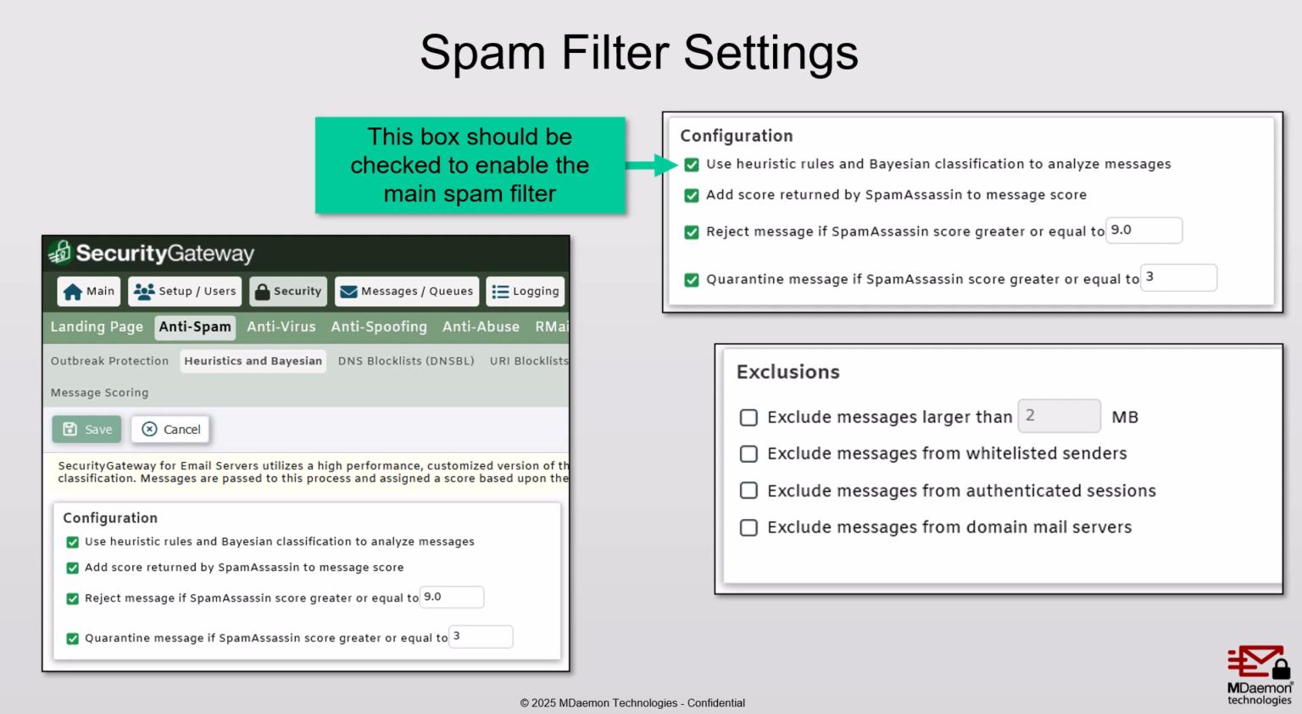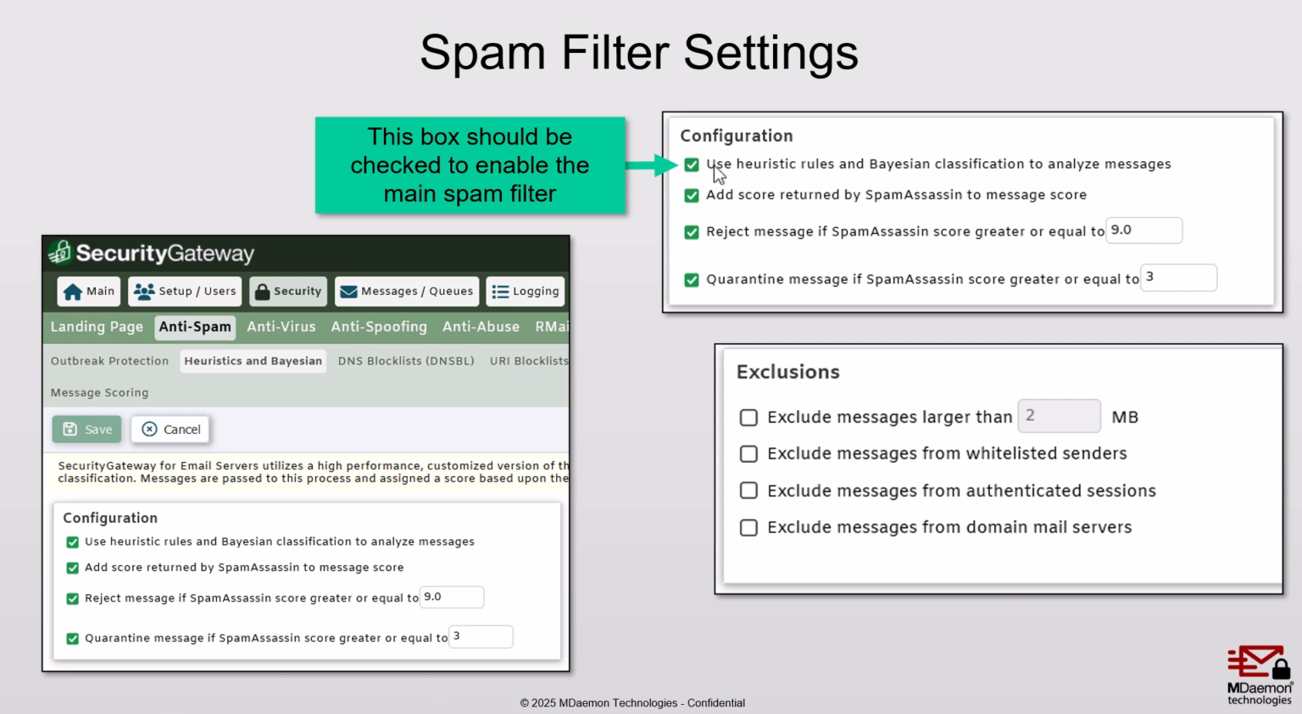So if you're familiar with SpamAssassin, you may be familiar with many of SpamAssassin's rules and various configuration files. But as you can see here, this is the spam filter settings configuration screen. Looking on the bottom left side, under the Security Anti-Spam menu, when we select Heuristics and Bayesian, that's your primary spam filtering process. The checkbox on the bottom is what is used to enable the spam filter.